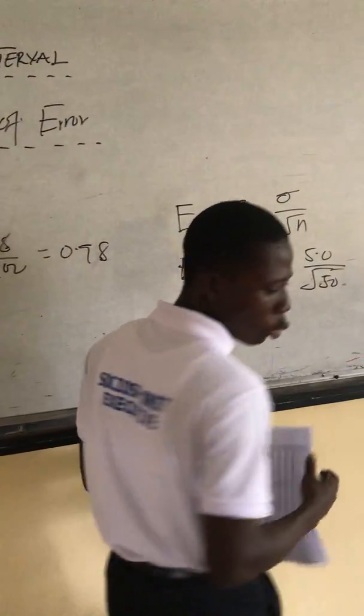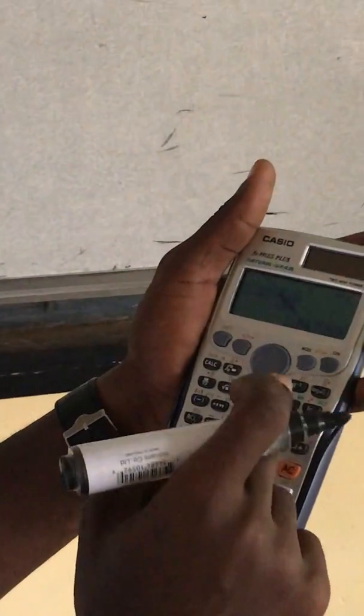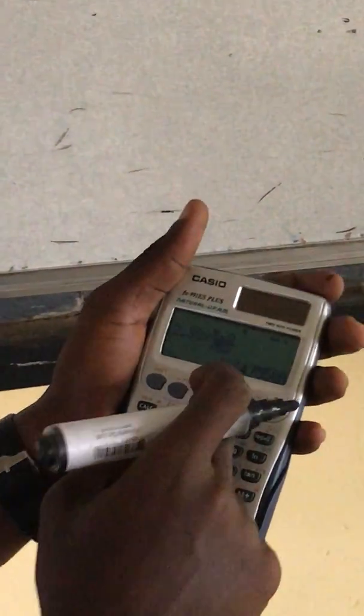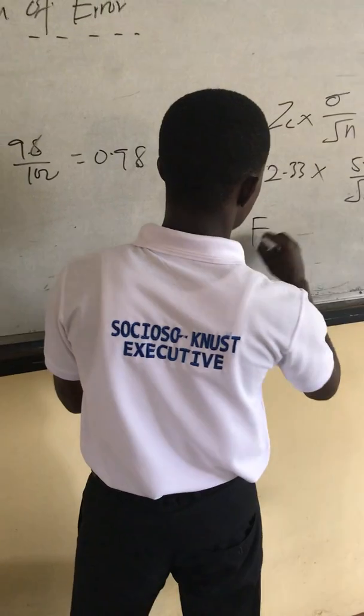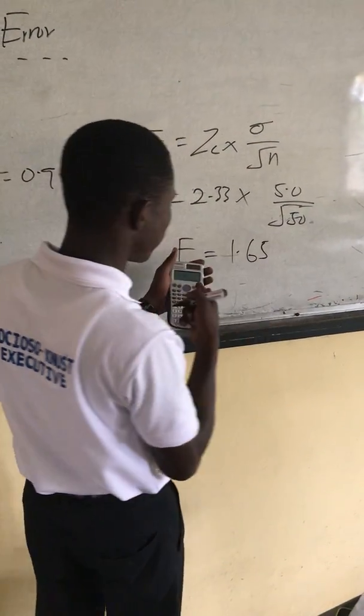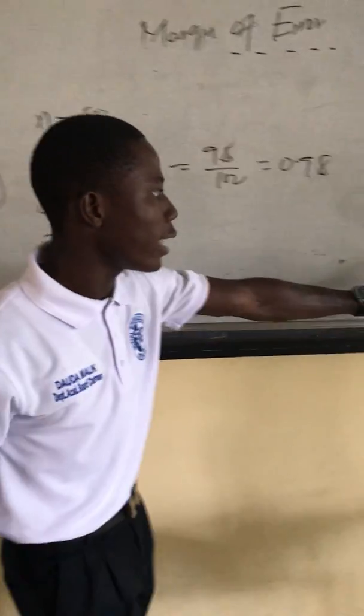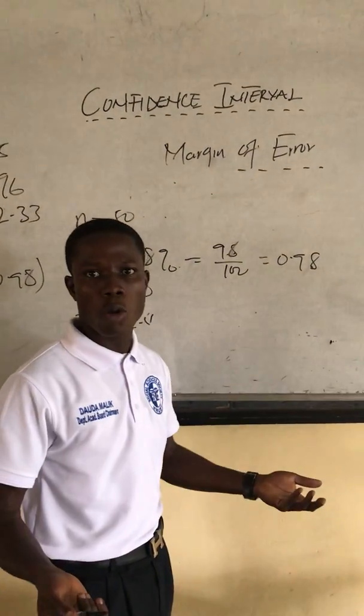So 50. So you take your calculator, and as usual, 2.33 times 5.0 over root of 50. So root 50. So my final answer here is 1.64. So my E is equal to 1.65. I'll round the 7, so 1.65. So this becomes my final answer. I'm saying that when you reach here, you are not done. You have to interpret your answer.